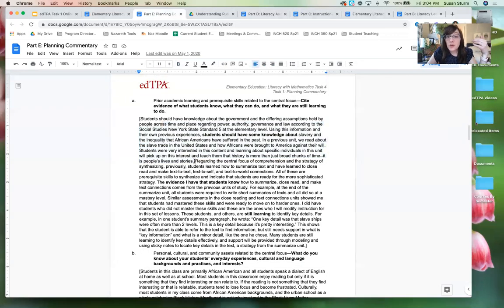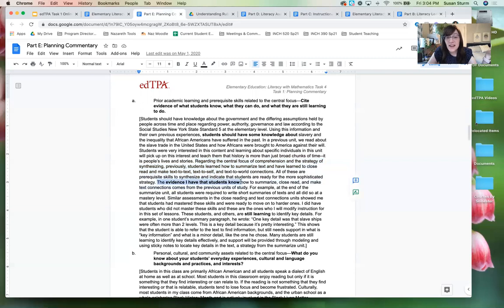Regarding the central focus of comprehension and the strategy of synthesizing, previously students learned to summarize, and they have learned to close read and to make text to self, text to text, text to world connections. All of these are prerequisite skills to synthesize. They're ready for this more sophisticated strategy.